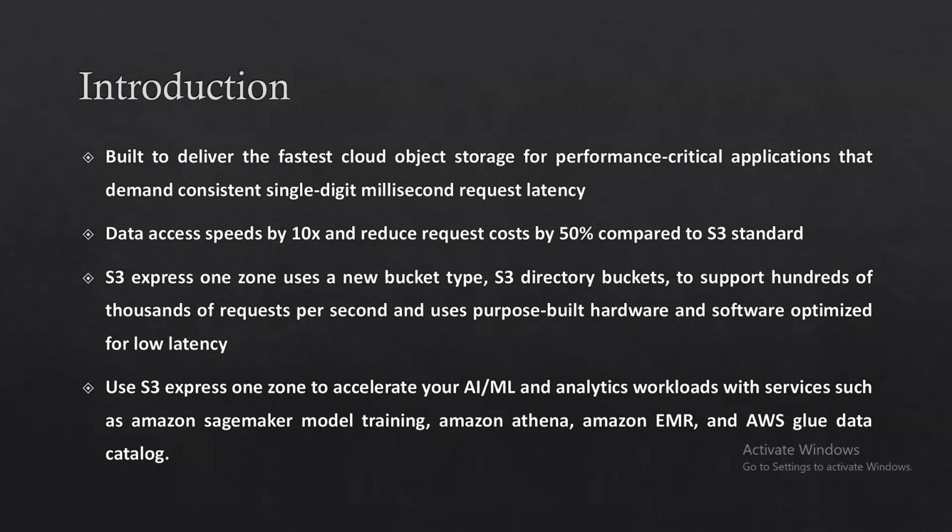Data access speeds are increased by 10x, and it reduces the request cost by 50% compared to the normal S3 Standard. S3 Express One Zone uses a new bucket type, S3 directory buckets, that helps support hundreds of thousands of requests per second. It uses purpose-built hardware and software optimized for low latency. That's how it processes our requests with 10x speed.